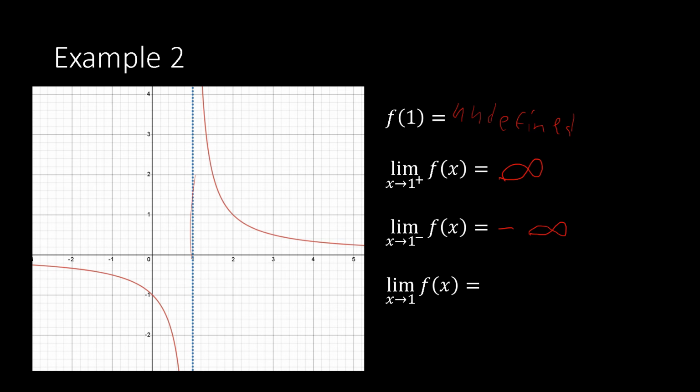And so in this case, the limit from the right does not equal the limit from the left. So this is actually not going to have an answer. So we're going to call this DNE, which is does not exist. So this limit does not exist at this point.